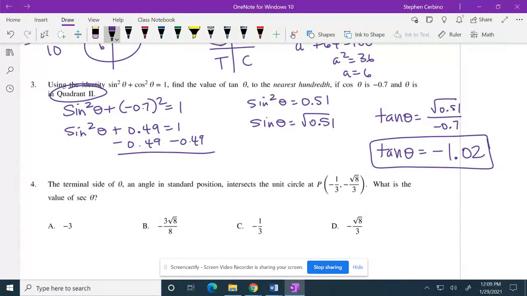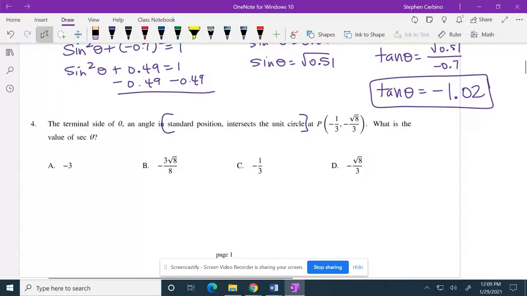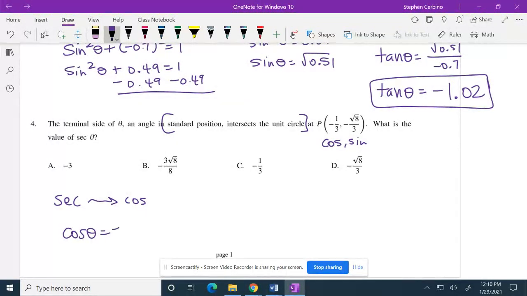For number 4, it tells us that we have an angle in standard position. As soon as we see standard position and the words unit circle, we're thinking any point is the coordinate of cosine, comma, sine. So I already know the cosine and the sine of this function. It says, what is the value of secant? Well, there are 3 reciprocal functions. Secant is the reciprocal of cosine. So if we know cosine, which we do, cosine is negative 1/3. To find the secant, I just take the reciprocal, which would be negative 3/1. There you go, choice A.